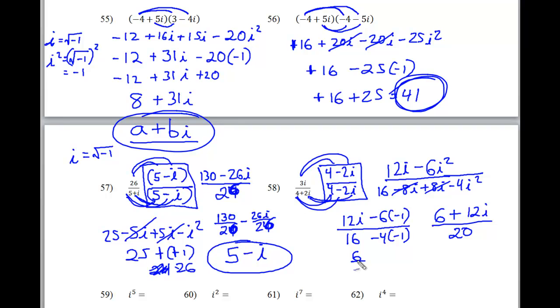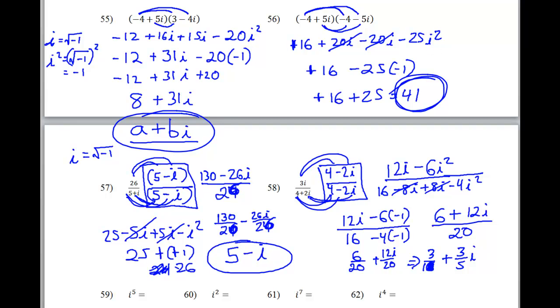And let's make sure that I've got everything right here. 6/20ths plus 12i over 20ths. And that 6/20ths will simplify down to 3/10ths. There we go. And then the 12/20ths breaks down to 3/5 i.